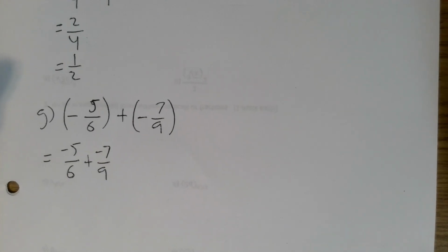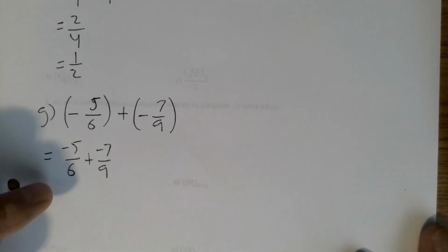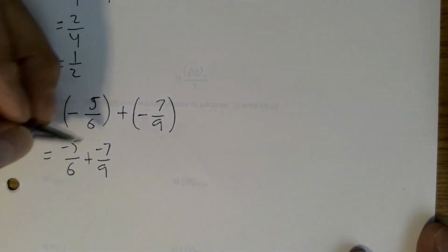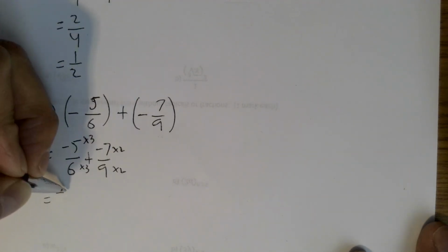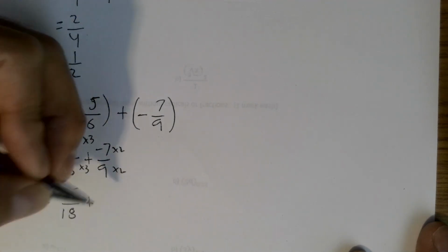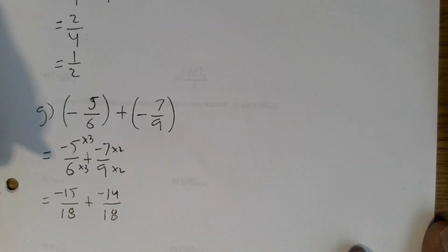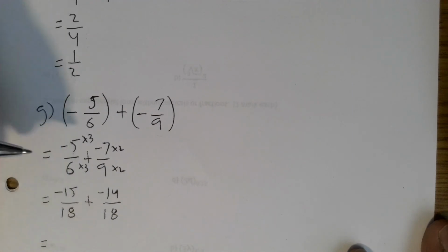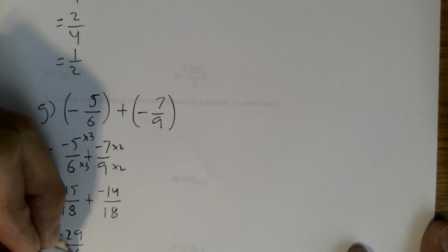Okay, and now I need to get the lowest common denominator. I could multiply these two together and get 54, but that's going to make my numbers really big and ugly for no reason. I can do a common denominator of 18. So I'm going to multiply top and bottom here by 3 and multiply top and bottom here by 2. So I owe 15 slices of 18-slice pizza, and I owe 14 slices of 18-slice pizza. So I've got debt and more debt. So that means I'm going to owe 29 slices of 18-slice pizza.